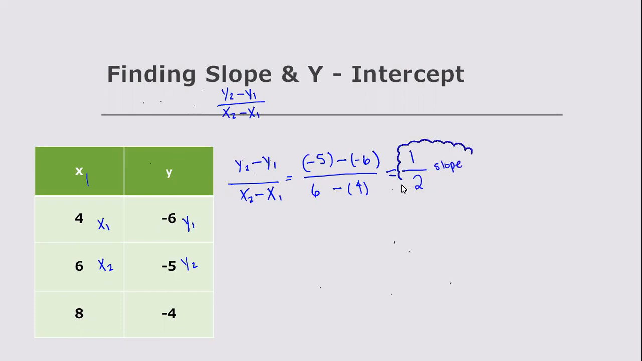Here's my slope. So this is the slope for this table, 1/2. Now we need to find the y-intercept because we want to write our equation. We want to write our y equals mx plus b. Well, we found the slope. The slope is 1/2. Now we need to find the y-intercept. So the way we're going to do this is I'm going to do it totally algebraically, meaning we're going to have to be solving some stuff.